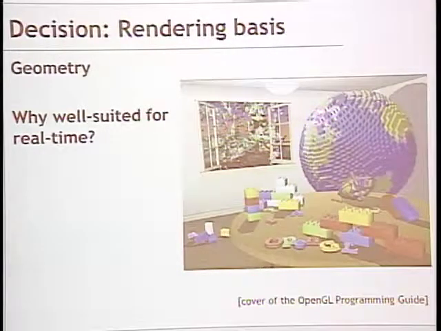So why is it suited for real time? It's parallel. Primitives don't affect each other, and rendering a primitive doesn't require global knowledge. So we're going to have lots of geometry, but all the geometry can be done in parallel, separately, without interfering with each other. When we build hardware, we're really going to want to take advantage of that.